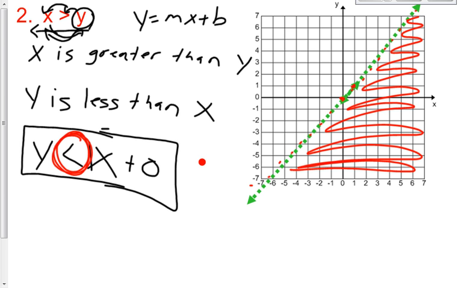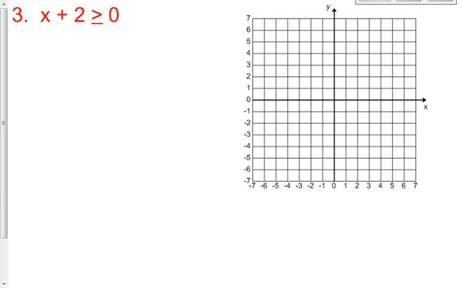And that is what I require of you on all these problems. So I'm going to look very closely on a test at your shading. I'm going to look very closely at whether you put it into y equals mx plus b form. And I'm going to look very closely at whether you use a dotted line or a solid line to connect the 2 points.